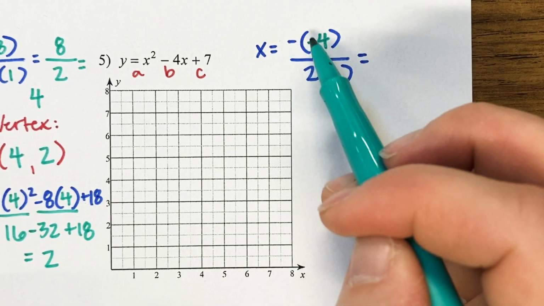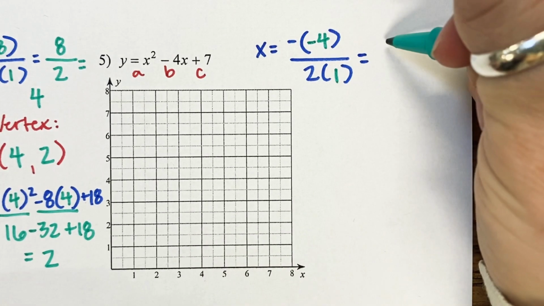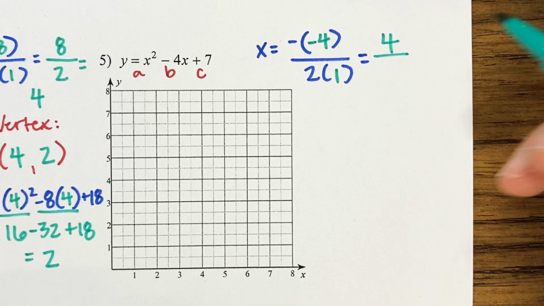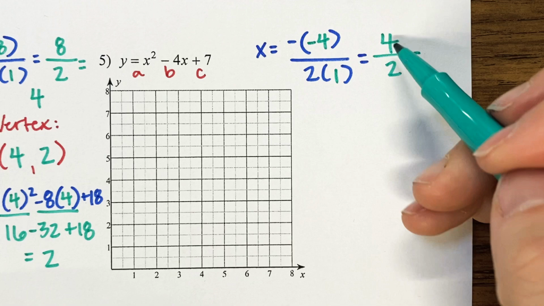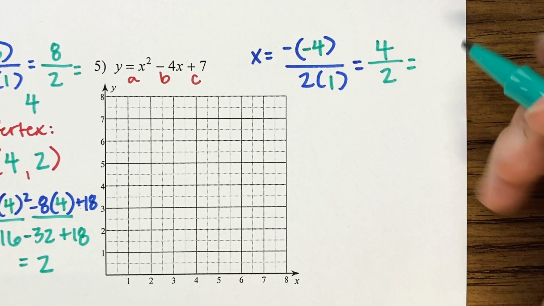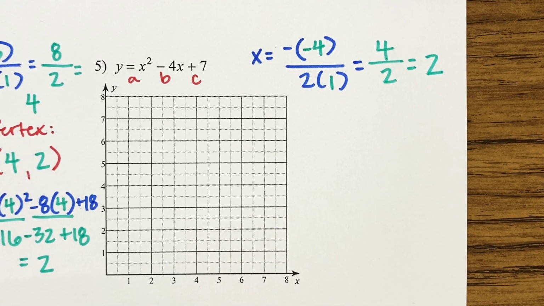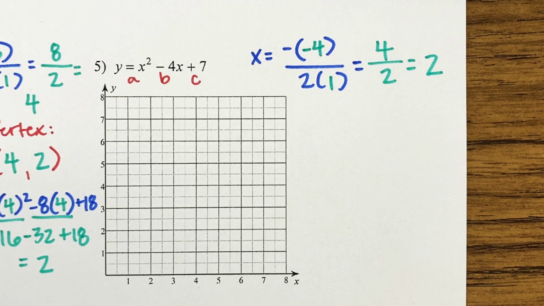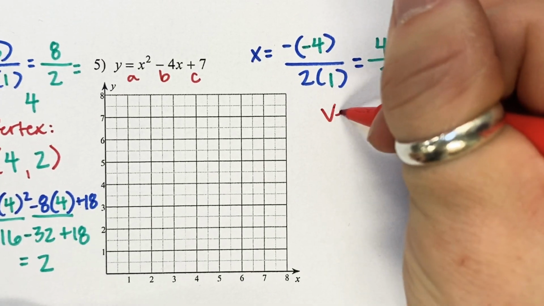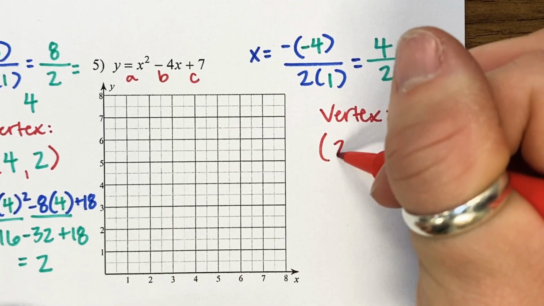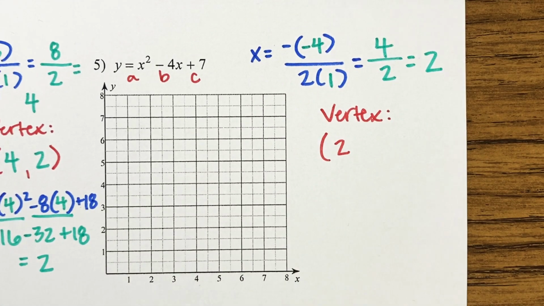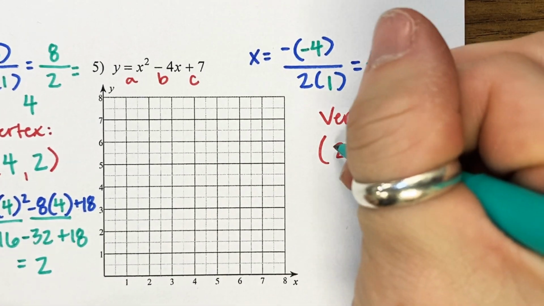Okay, so what happens with this double negative? It turns into a positive. So positive 4, 2 times 1 is 2. What is 4 divided by 2? That's just going to be 2. Okay, so in our vertex, we know that the x part of my vertex is 2. Whoops, I wanted to write it in green, keep it consistent.